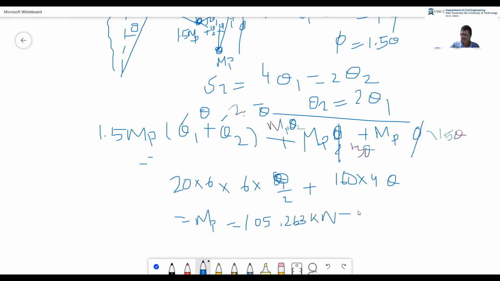Now this is the maximum value, so we will consider this as the greatest bending moment in the span. With this, we conclude this analysis of plastic analysis of frames. Thanks for attending the class, and have a nice day.